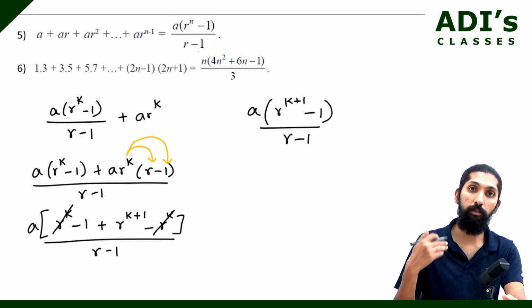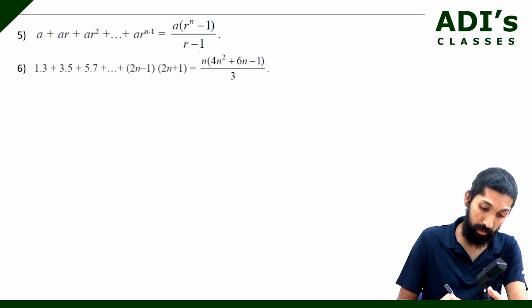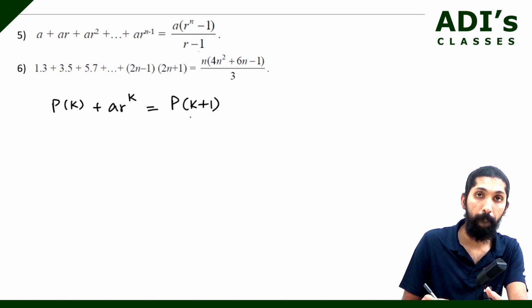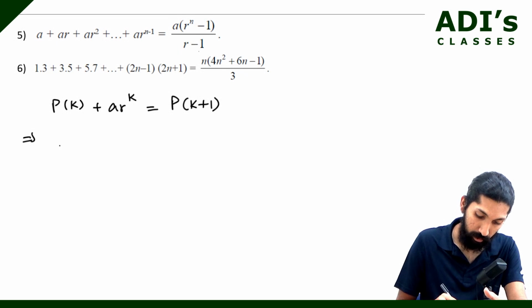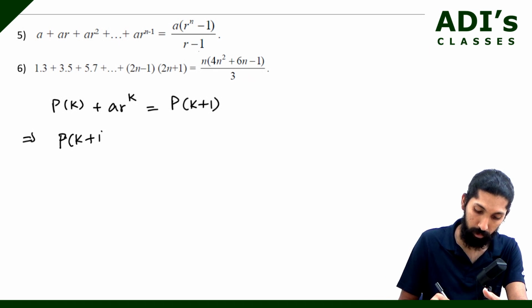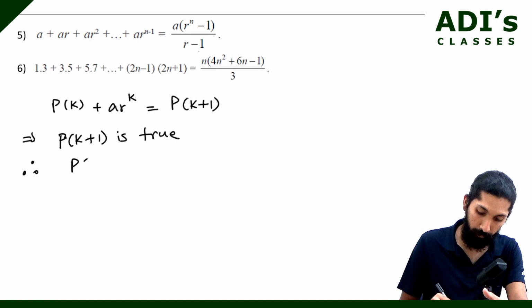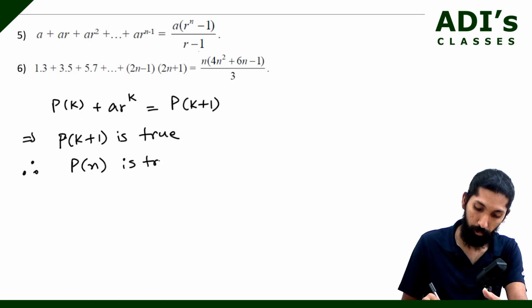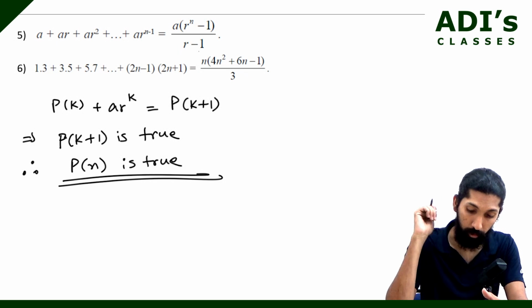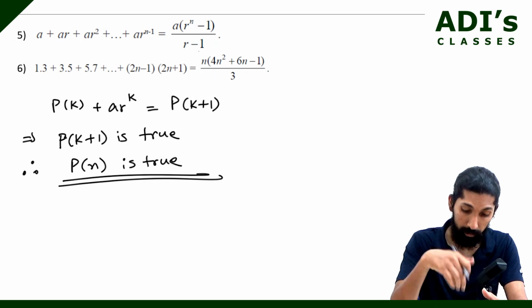So let's write down the conclusion now. Right? We can say that p of k plus a r to the power of k is equal to p of k plus 1, right? So this implies p of k plus 1 is true. P of k plus 1 is true. Therefore, p of n is true. So this becomes the proof for the fifth question. Fair enough? Now let's do the sixth one.